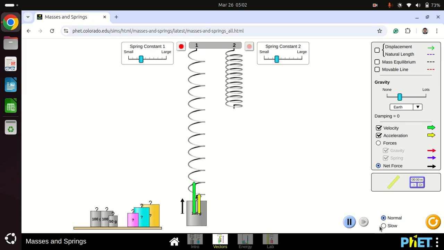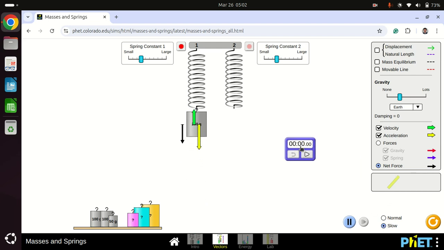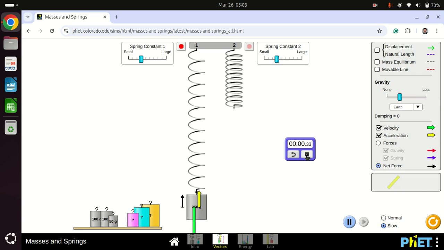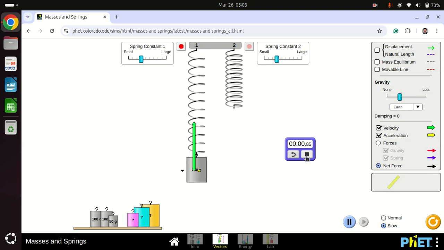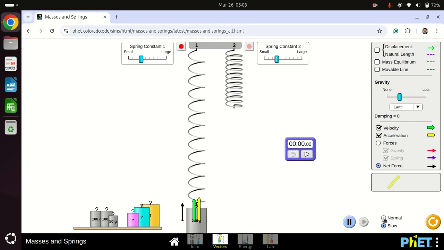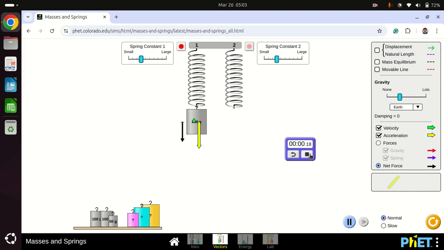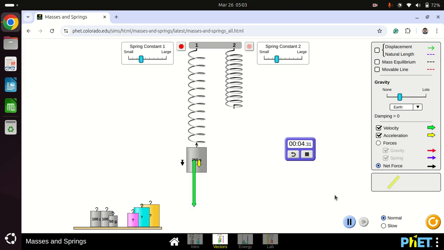Now here we have an option to slow this down. Okay, let me try one thing. Suppose I start this. Okay, this timer is also slowed down, so this is very good. We can measure this accurately. Okay, let me stop this, reset this, and bring it to normal. Now this is also becoming normal, so you can see.